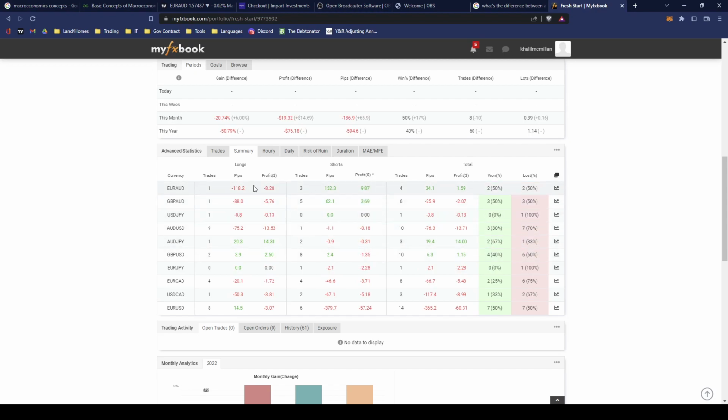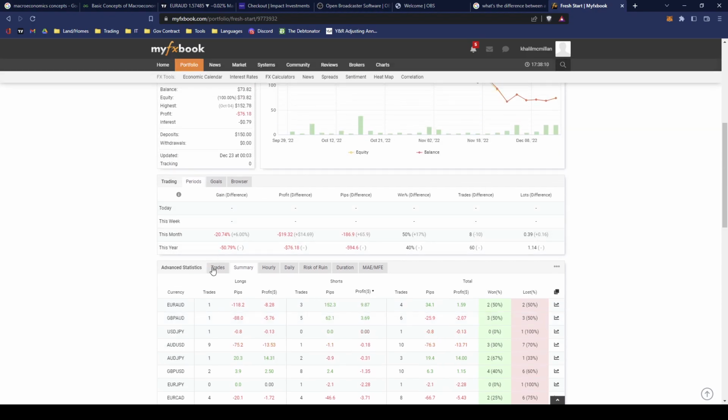The best profit is in my AUD pair. I've only made $9 from it, but this is my bread and butter here. I'm 50-50 on trades of four. I only made four trades. The amount of pips I had is another figure here. With my longs, so I'm better with shorts than I am.